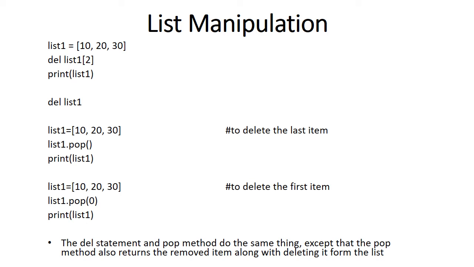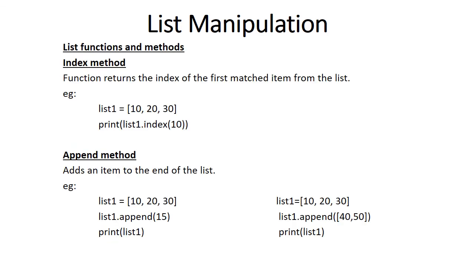The delete statement and pop method do the same thing, except that the pop method also returns the removed item along with deleting it from the list. In another way, we can say that delete is a statement, but pop is a method. That means a function. List functions and methods.